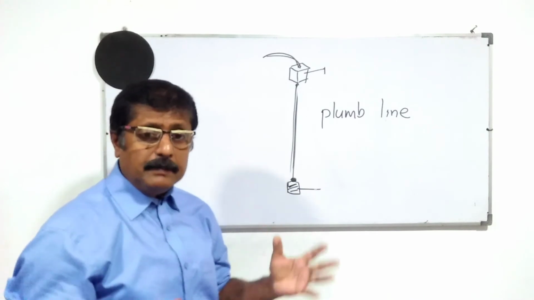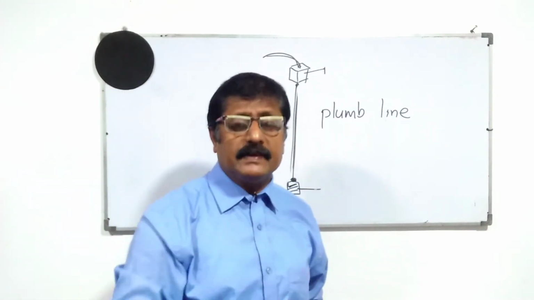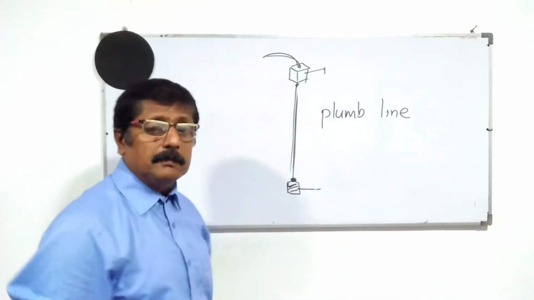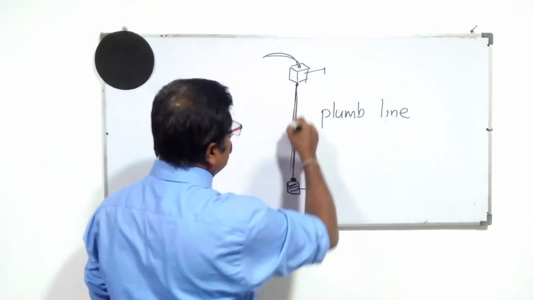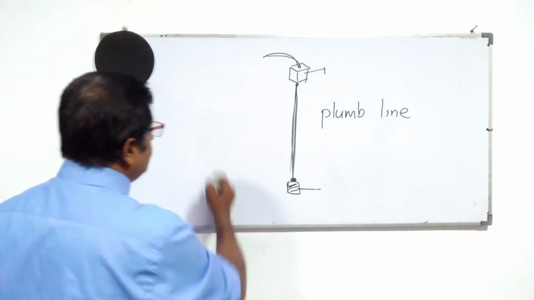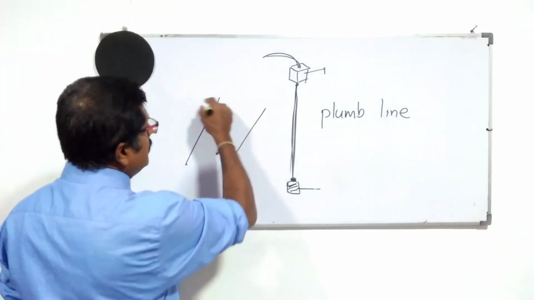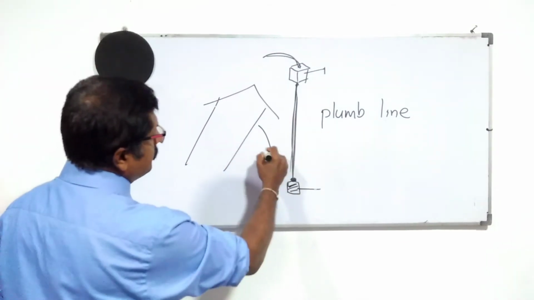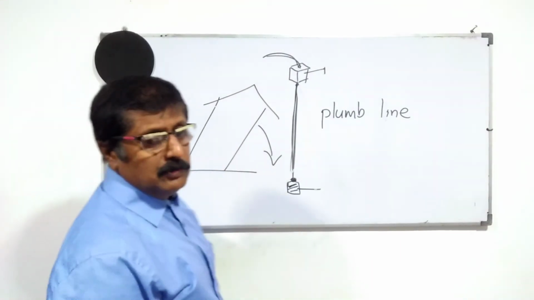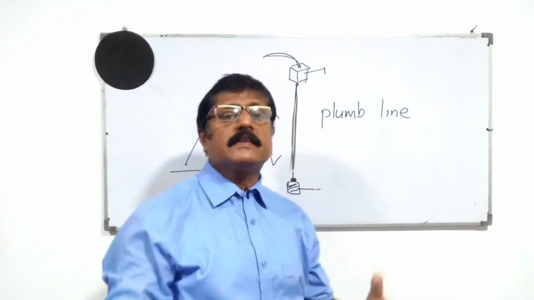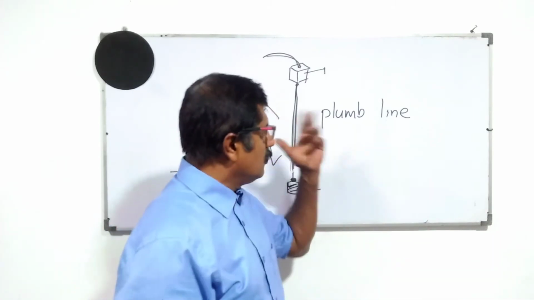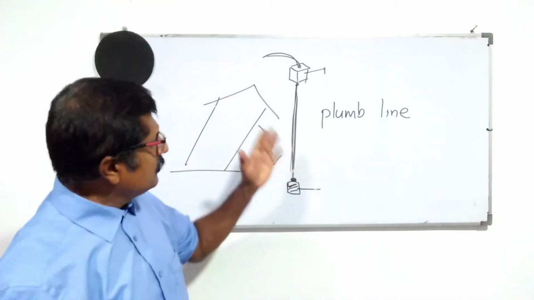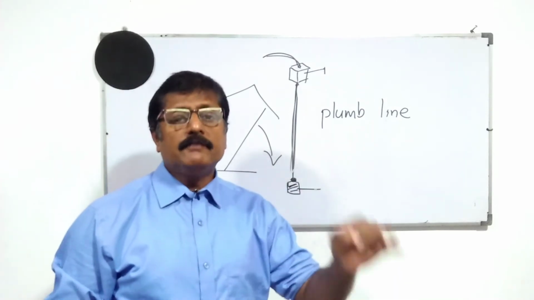This thing is used by masons. For what type of things? Now when masons put up a big building, if the walls are not vertical, if it is slant like this, the building will be like this, then it will collapse. By using this plumb line, they check whether the wall is properly vertical or not. This is called plumb line. Right. That is used for checking verticality.